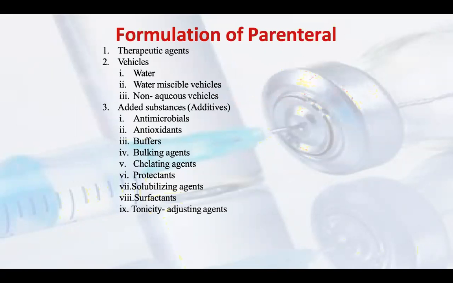Then how the formulation of a parenteral takes place. First, they have therapeutic agents, the active pharmaceutical ingredient, the API. Then they have various vehicles: water miscible vehicles and non-aqueous vehicles. Similarly, added substances have to be added. When you learn different dosage forms, some other additions have to be done. Additives means antimicrobials, antioxidants, buffers, bulking agents, chelating agents, protectants, solubilizing agents, surfactants, and tonicity adjustment agents. So for a good formulation under GMP, they need therapeutic agents, vehicles, and added substances, which can be in a separate formulation as per the requirement of the pharmacopoeia.